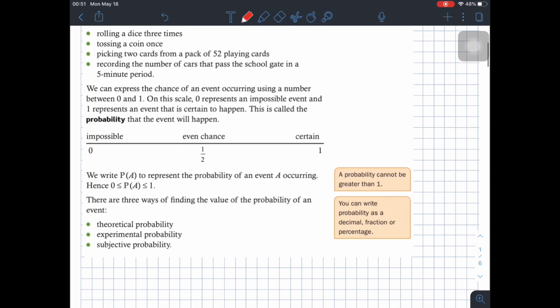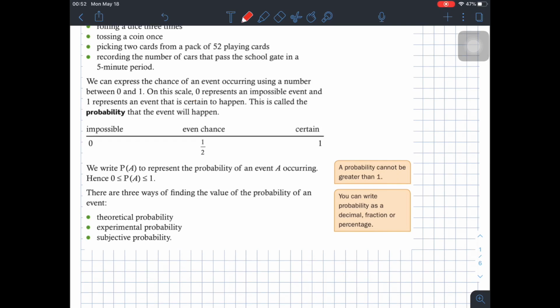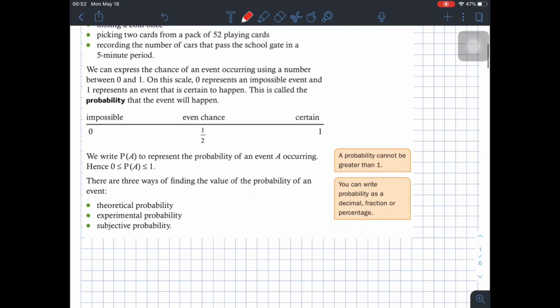Then it says, we can express the chance of an event occurring using a number between 0 to 1. This is very important. A probability will always be between 0 and 1, okay? Where 0 represents 0% of occurrence and 1 represents 100% of occurrence, okay? That is, 0% means that the event will never occur, it's impossible, and 100% means that the event will always occur, right? It's a certain event. Okay, so on this scale, 0 represents an impossible event, and 1 represents an event that is certain to happen.